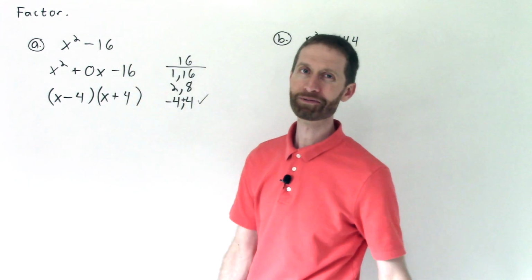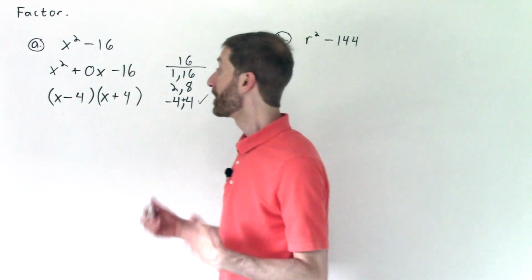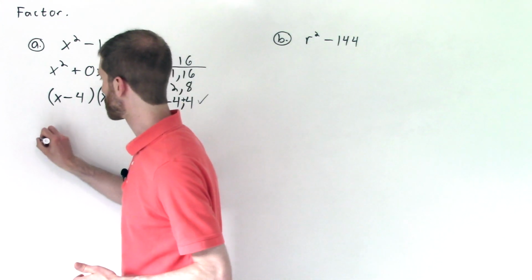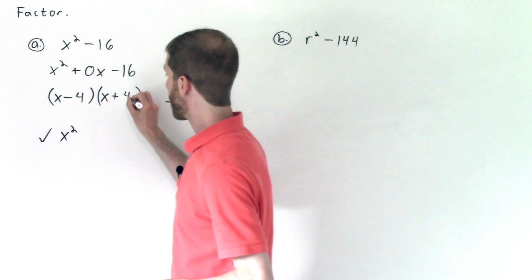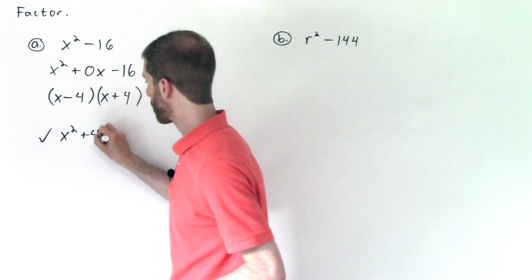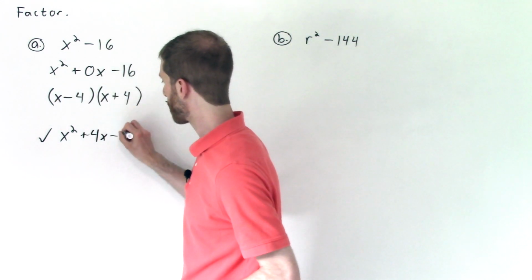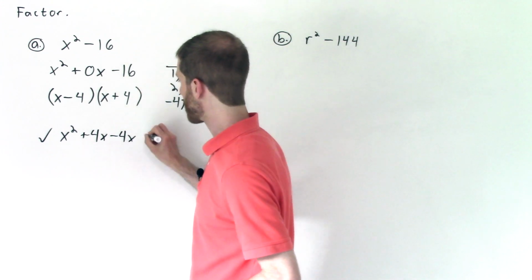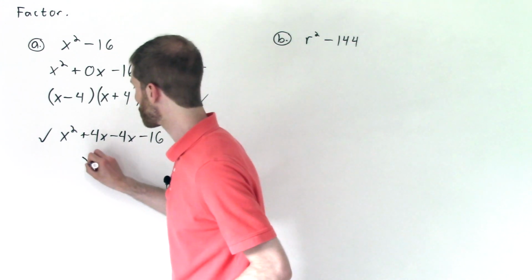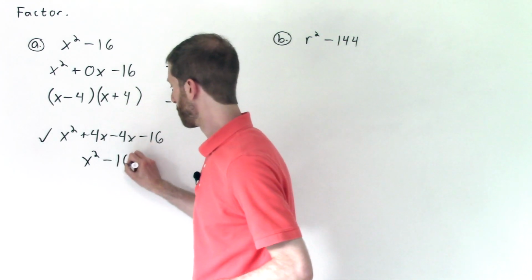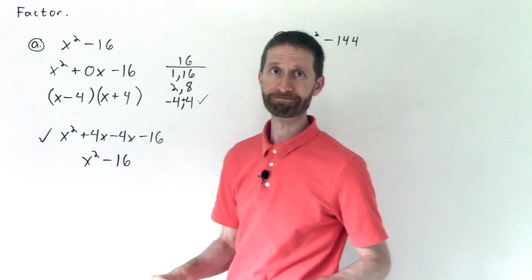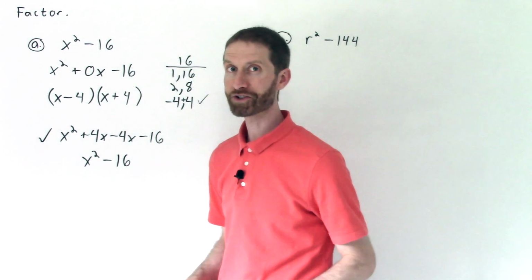Isn't that beautiful? I think that's so cool. And so to check our answer, so this is our answer, but to check it, FOIL. First is x times x, which is x squared. Outer is x times 4, which is 4x. Inner is minus 4x. Last is minus 16. And so we have x squared, 4x and minus 4x is 0, minus 16. It checks out. It's beautiful. Check those answers by foiling.